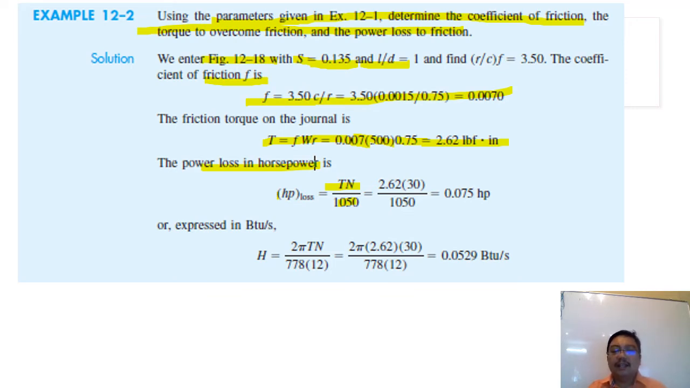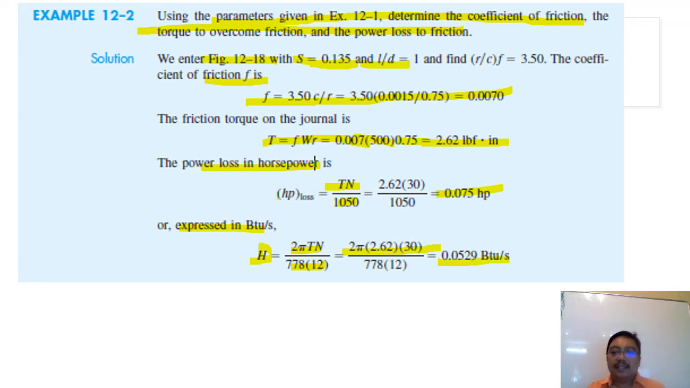You get 0.075 horsepower, and that is all expressed in BTU per second. BTU stands for British Thermal Unit. You can Google what a British Thermal Unit is. The power loss is represented by the letter H. With 2 pi Tn over this equation, you get 0.0529 BTU per second.